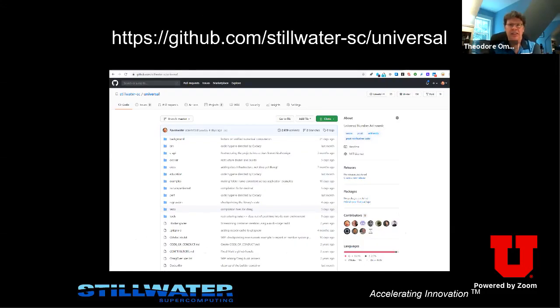As said, the Universal Library is an open source library. You can pick it up at github.com/Stillwater-SC/universal. We have roughly a dozen contributors, and we are always looking for folks that are willing to either implement their number system of choice, or are interested in contributing examples of numerical properties or numerical problems that need to be solved by a tailored number system.